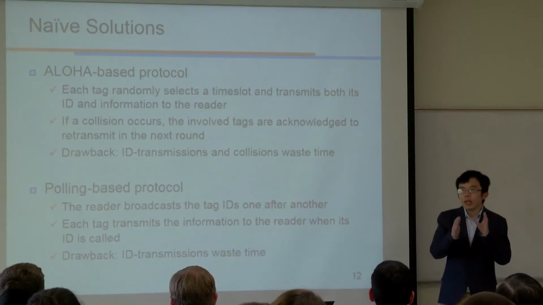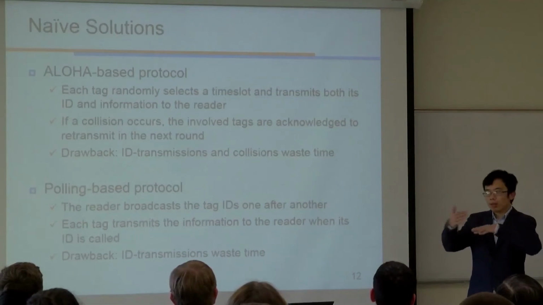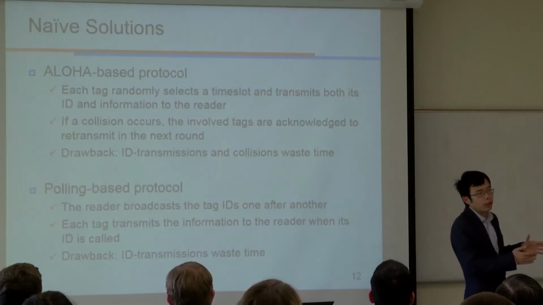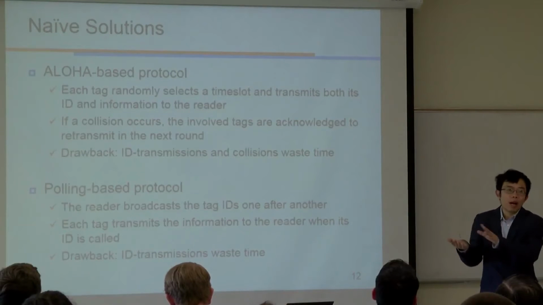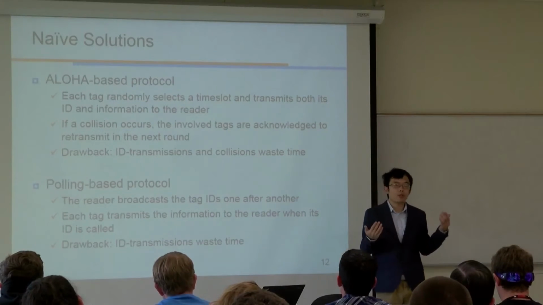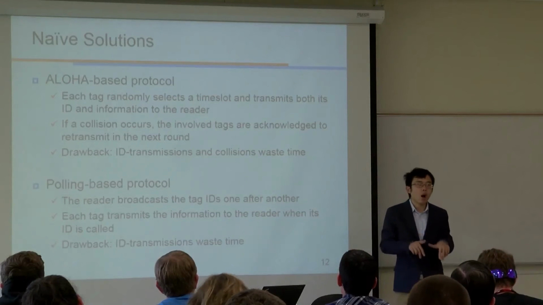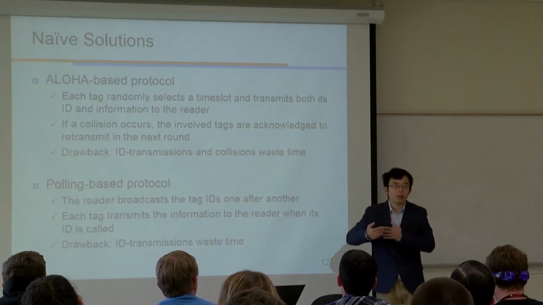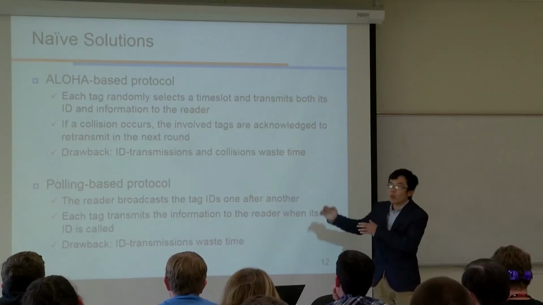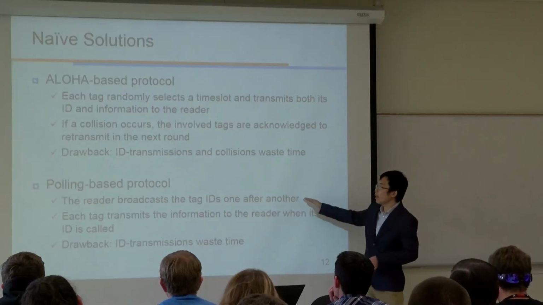But if in a time slot there are two or more tags transmitting at the same time, since this is a wireless transmission, all their signals will be overlapped and then collide with each other. So at the reader side, the reader is not able to extract any useful information from the overlapped signal. In this case, the reader will inform those tags that their transmission failed because of the transmission collision. So those involved tags will try again in the next round. They will randomly choose another time slot and try, and hopefully this time the transmission is successful. So this protocol will run multiple rounds until all the tags successfully send their information to the reader. This is an Aloha-based protocol.